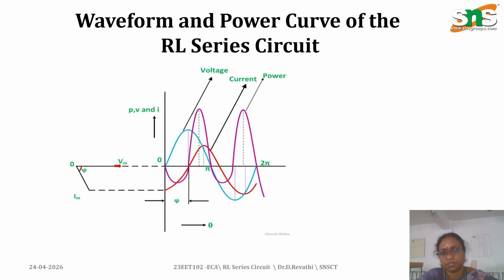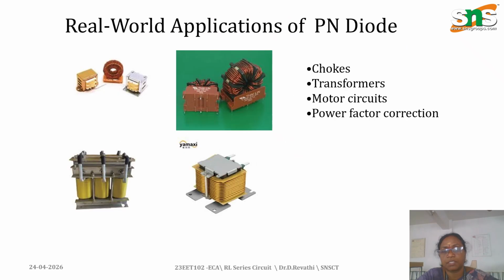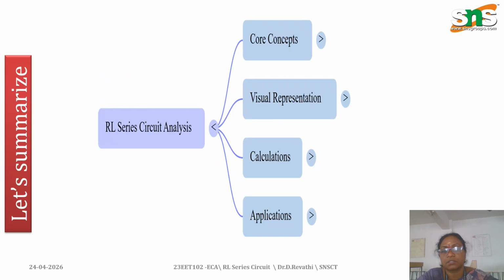The voltage is shown in yellow color, the current in red color, and finally the power in magenta color, right? I think you will learn more. The applications are chokes, transformers, motors and power factor correction.